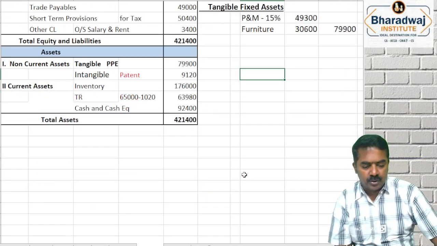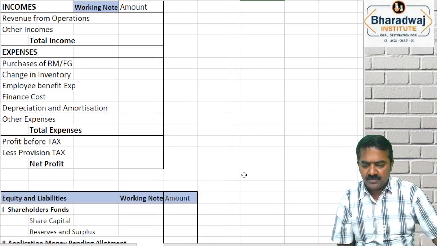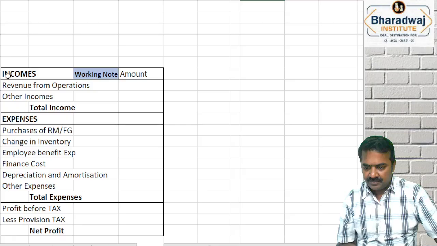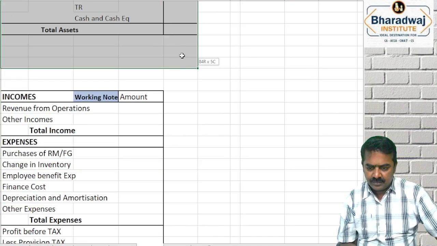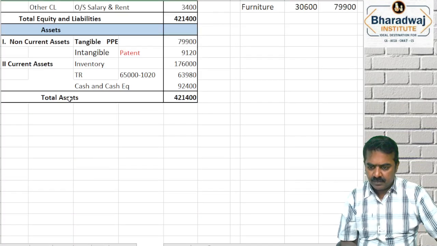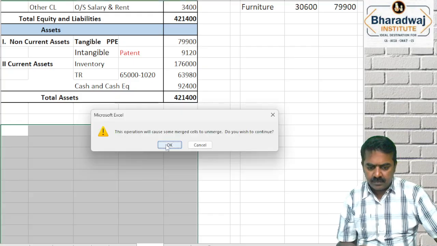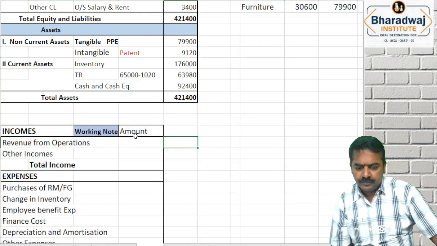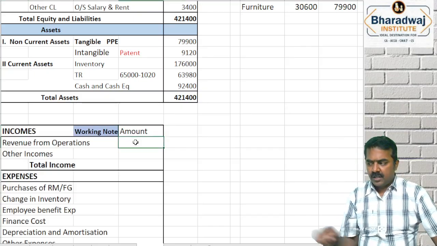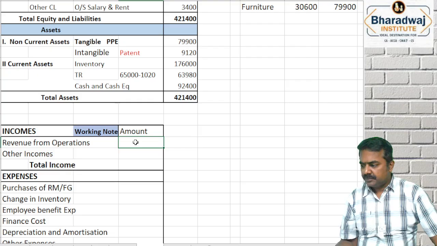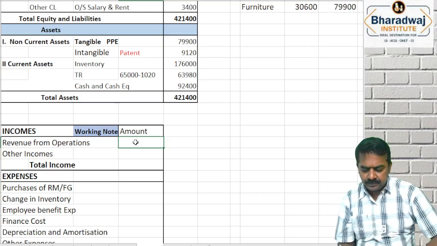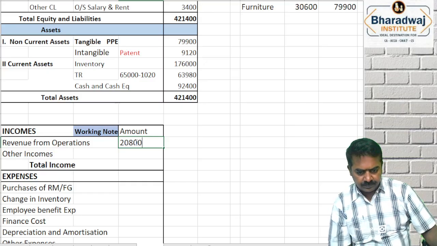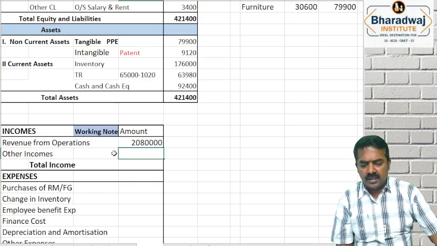You're going to tell the amount, I'm just going to fill up the amount. Tell me, what is revenue from operations? Sales. What is the sales income? 20 lakh 80,000. Other income and the interest income.